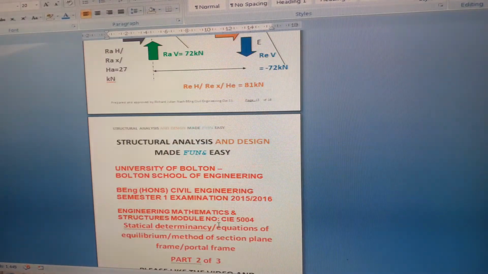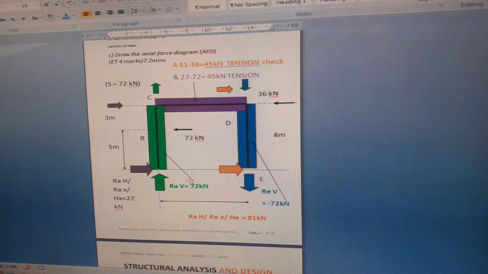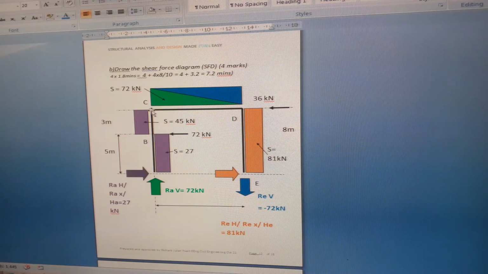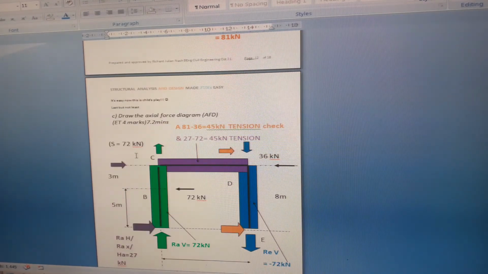Yeah, the last part of the question is they move the hinge from C to D, but I'll do that in the final part. Let's put that one in there.